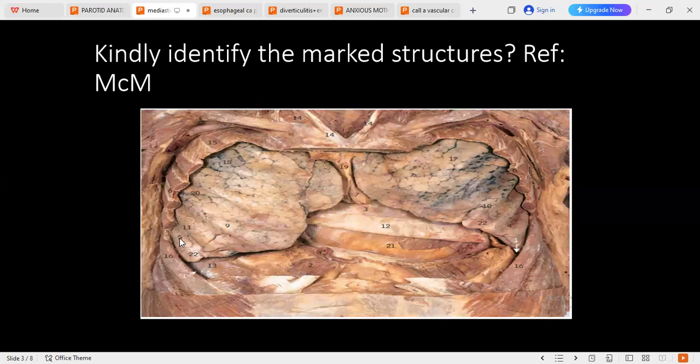Then there's the hilum, which is at the 5th, 6th, and 7th vertebral level. The hilum is opposite T5, T6, and T7.